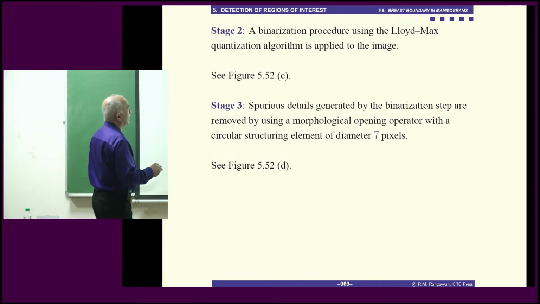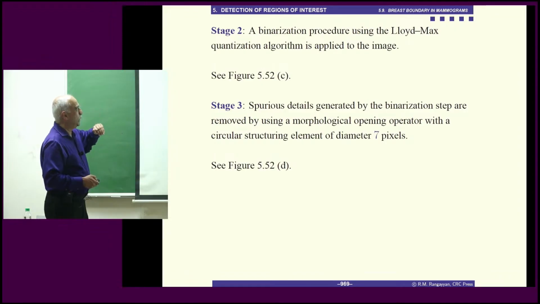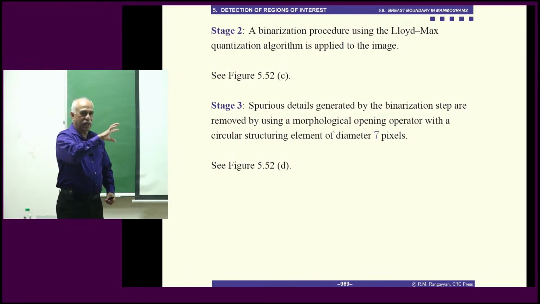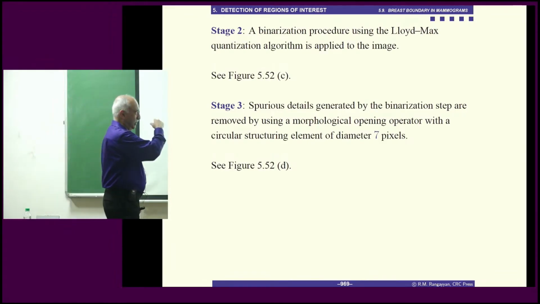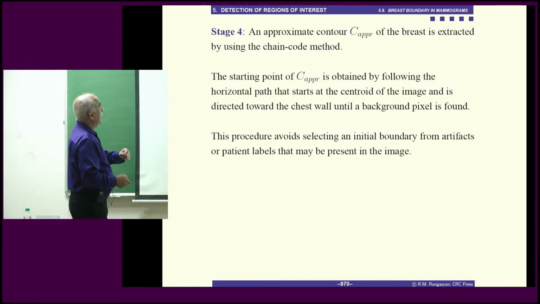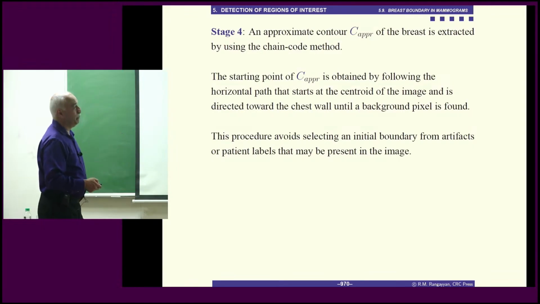Spurious details generated by the binarization step are removed by using a morphological opening operator with a structuring element of diameter 7 pixels. I haven't covered morphological image processing. I'll give you a brief description of that later. Nowadays it's commonly used, so I didn't include that in the preceding matter. And then an approximate contour is extracted by using the chain coding method. You will see chain coding later. So some of these applications have been put in this chapter, but some methods will come later.